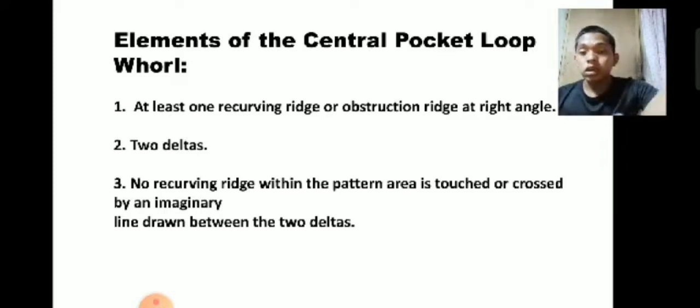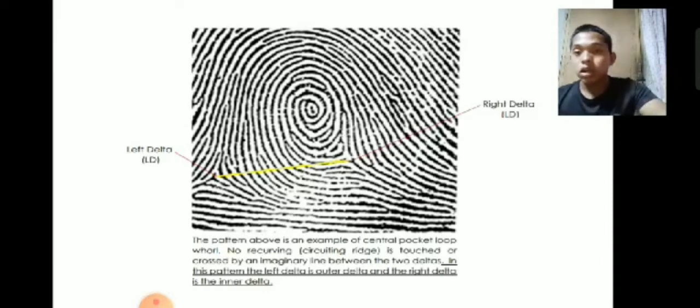So as you can see in the example here, there are two deltas, the left one and the right delta. So I'm going to read the text below. The pattern above is an example of a central pocket loop whorl. No recurving or circuit ridge is touched or crossed by an imaginary line between the two deltas. In this pattern, the left delta is the outer delta and the right delta is the inner delta.